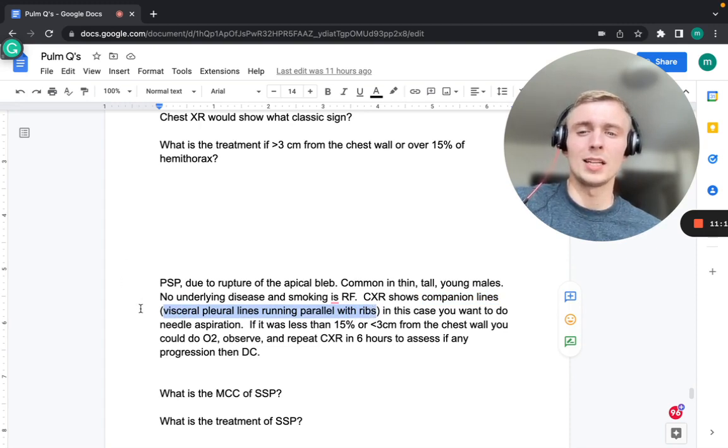In this case, you want to do needle aspiration because it is over 3 centimeters from the chest wall, or over 15% of the hemithorax. So just a larger area, you're going to want to do needle decompression or needle aspiration of the air.